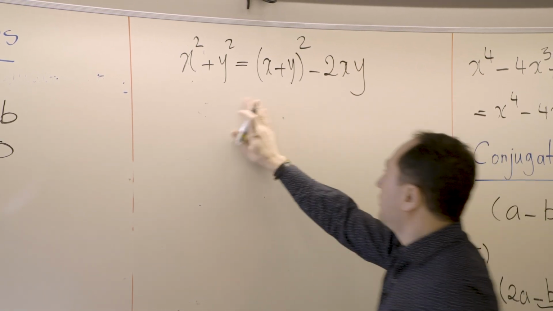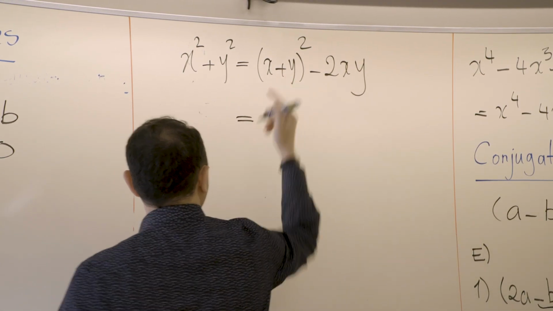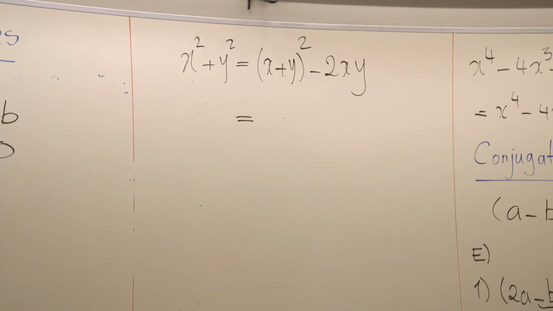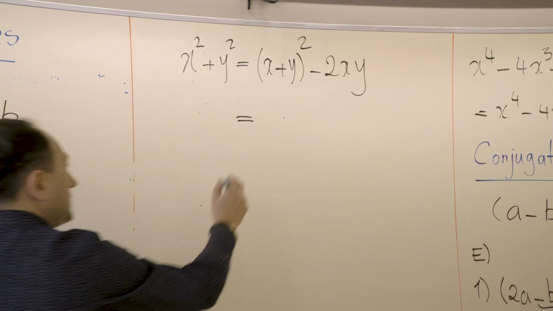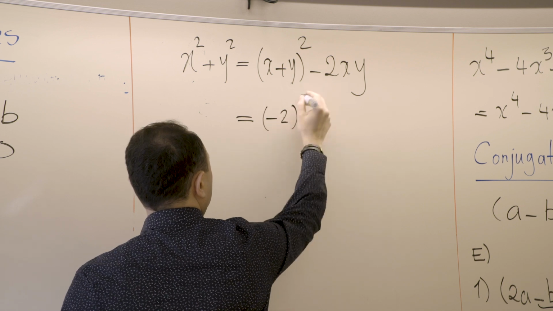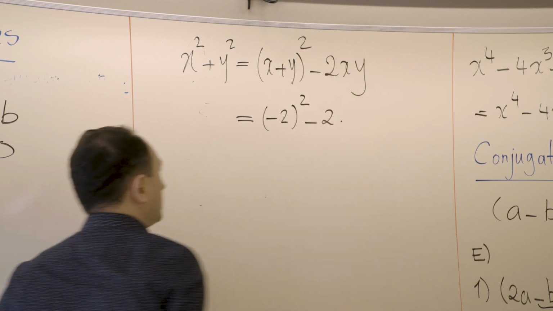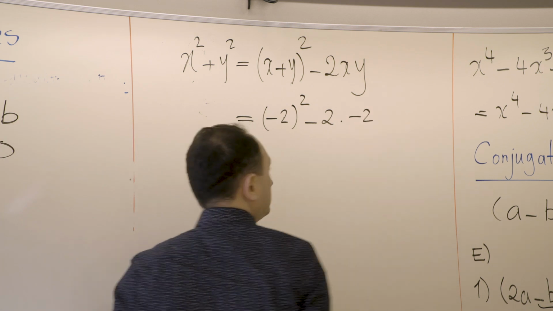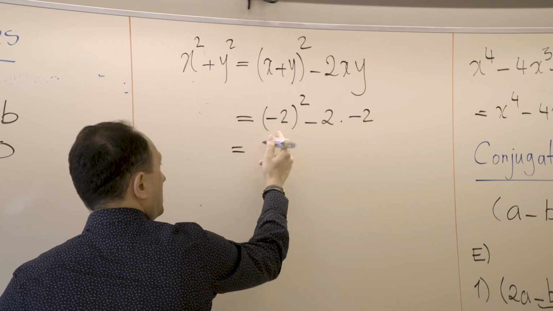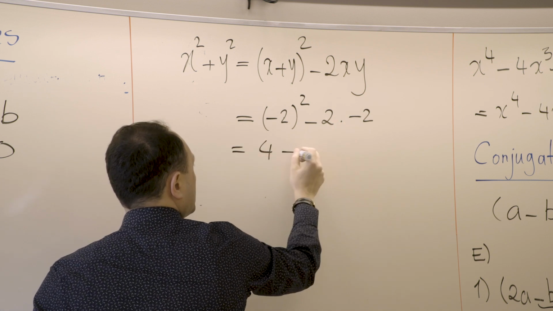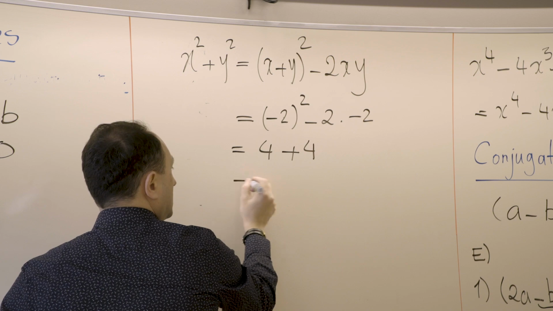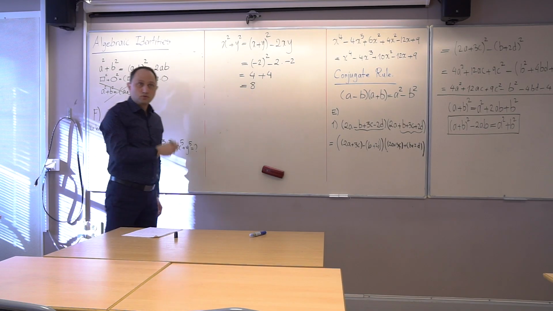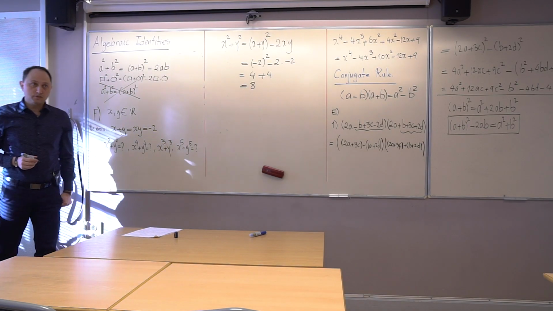And how should I continue? X plus y is directly given in my problem. It's minus 2. So I would write minus 2 to the 2. Minus 2 times xy, which is also given to be the same number. It's minus 2. So it becomes minus 2 times minus 2. And then this becomes positive 4. And then it becomes 8. So the answer to this is simply 8. Yes?